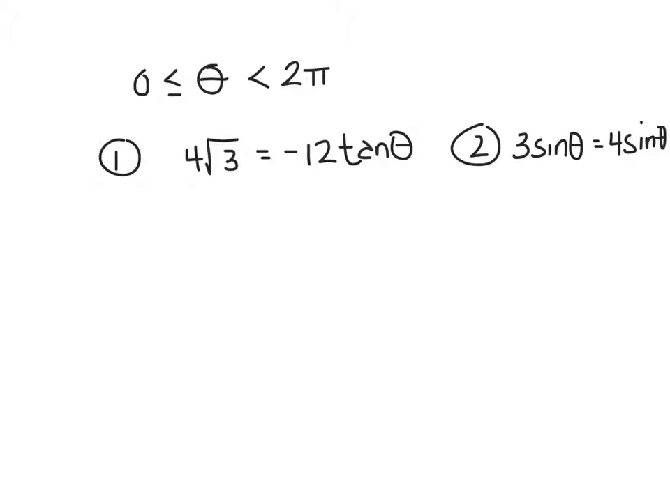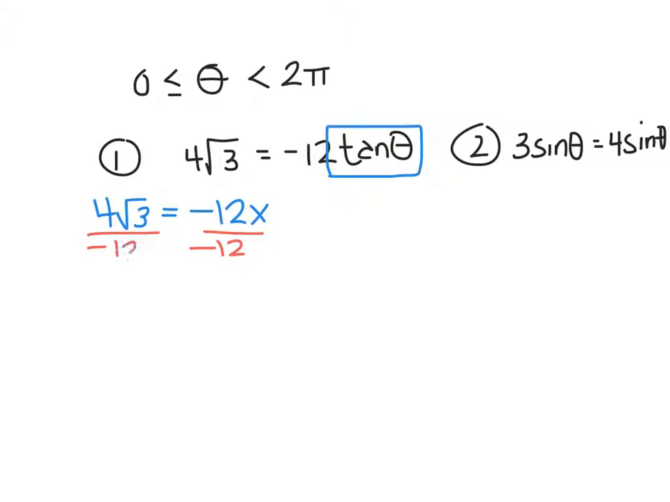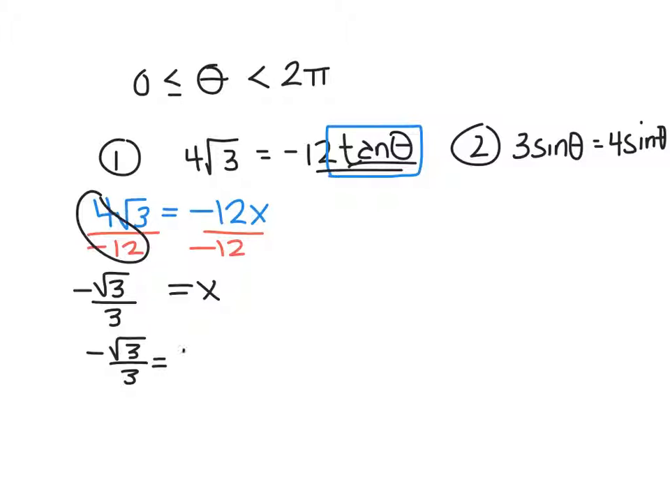So my strategy is, when I write these, I want to write an x for the trig expression. In doing that, it just makes it easier to solve for x, so don't be intimidated by having that tangent. Then I'm going to divide both sides by negative 12, and I'm going to end up with x equals, this would reduce, root 3 over 3. So it's negative root 3 over 3. Now I'm going to put my tangent of theta back in for x. So it's going to be negative root 3 over 3 equals tangent of theta.